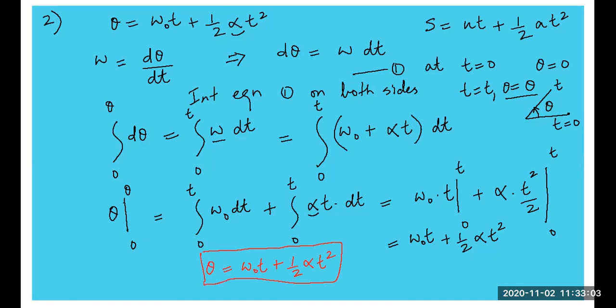So let's go quickly and derive the third rotational motion equation. So let's write its counterpart in linear motion. That is v square minus u square is equal to 2as. So it will be omega square minus omega naught square.